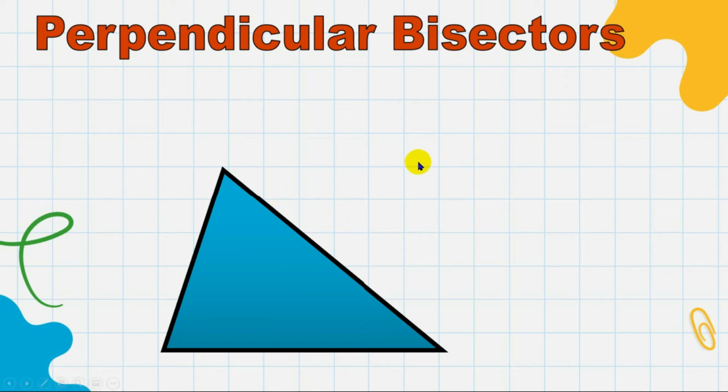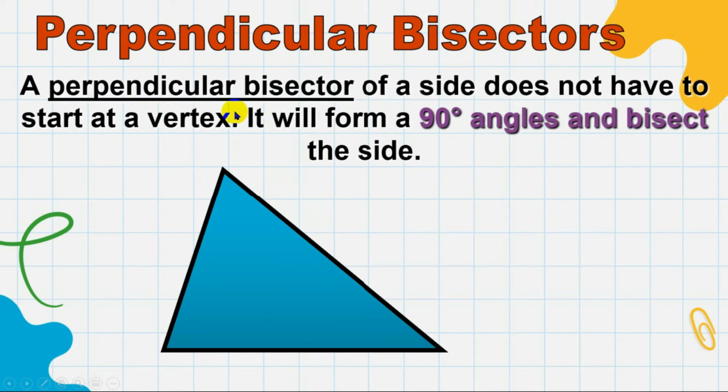And ano nga po ba ulit ang perpendicular bisectors? So, a perpendicular bisector of a side does not have to start at a vertex. So, yun yung malinaw ngayon. Unlike the median and unlike the altitude na kailangan mag-uumpisa sa vertex ng ating triangle, ang perpendicular bisector po ay hindi. So, kailangan niya lang ay midpoint at nakakapag-form siya ng 90-degree angle.